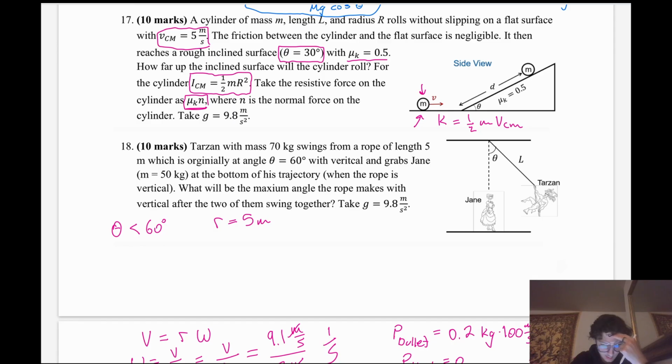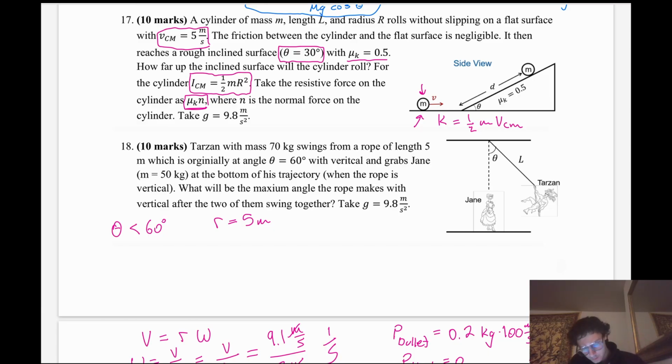Hopefully. Tarzan with mass 70 kilograms swings from a rope of length 5 meters, which is originally at angle theta equal to 60 degrees with vertical, and grabs Jane, mass 50 kg, at the bottom of his trajectory when the rope is vertical. What will be the maximum angle the rope makes with the vertical?